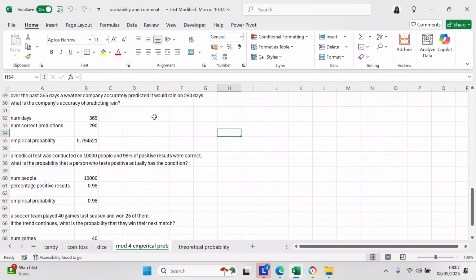Another question is, over the last 365 days, a weather company accurately predicted it would rain on 290 days. What is the company's accuracy of predicting rain? The number of days is 365. The number of correct predictions is 290. So you take 290, divide it by 365, and you have 79.4%. So that's B53 divided by B52.